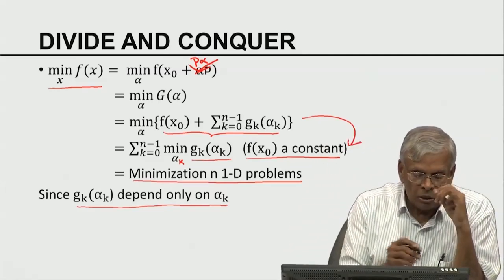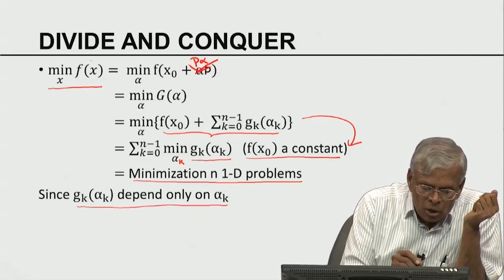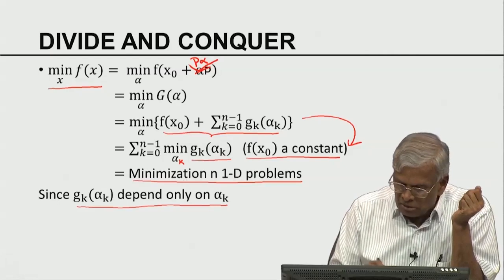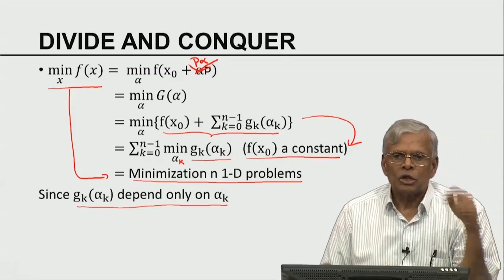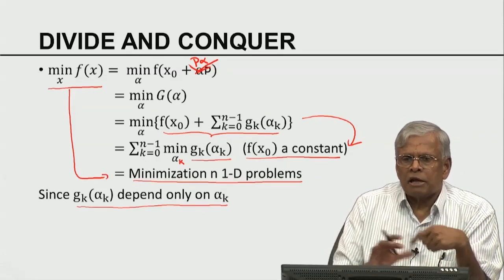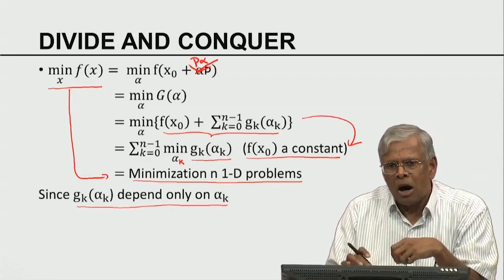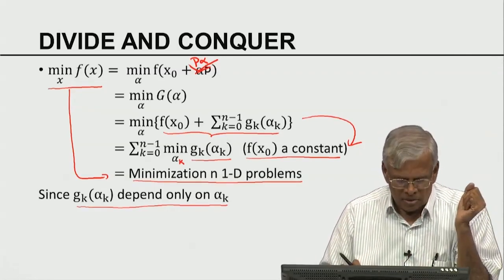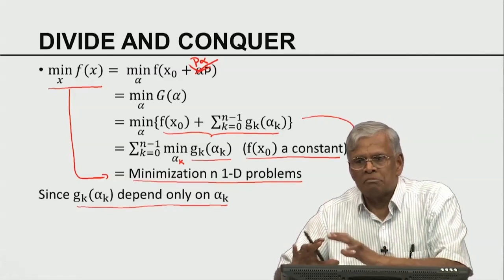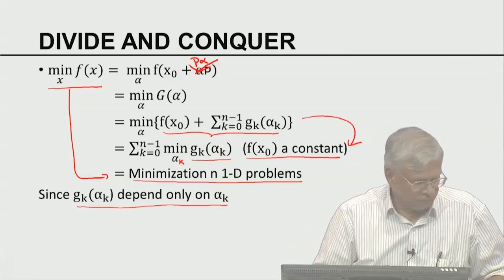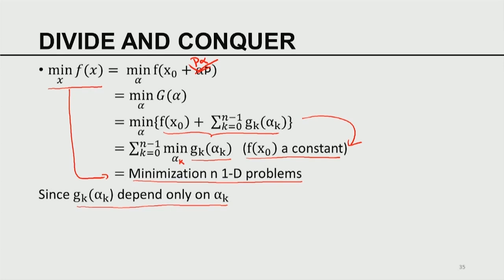So, to say it in other words, minimization of one n dimensional problem is converted into the minimization of n 1D problems. Okay, that is divide and conquer. So, a hard problem is decomposed into n small sub problems in 1D. That is the fundamental achievement of going from the original basis to the conjugate basis. I hope you are able to recognize the power of conjugacy in transforming an n dimensional minimization to minimization of n one dimensional problems.